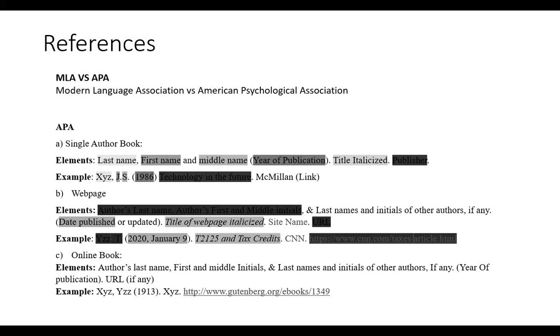If it's a web page, your author's last name, first and middle initials, as well as last names and initials of any other authors. Your date published or updated, your title of the web page italicized, the name of the site or the website, as well as the URL. And same goes for online book. Have the last name, first and middle initials, year of publication, and finally your URL.